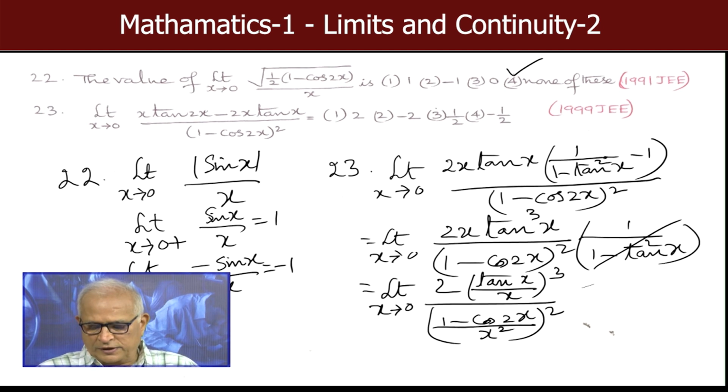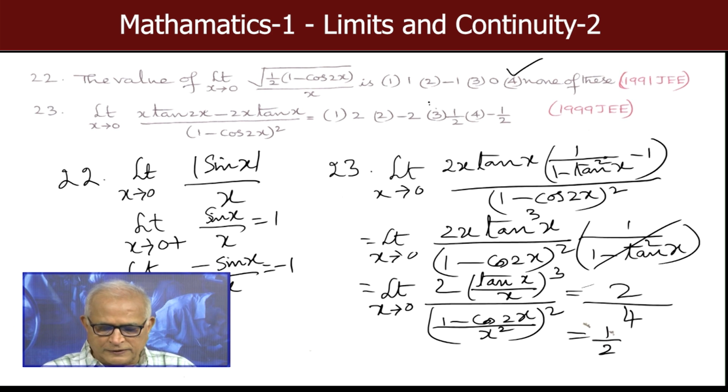Tan cubed x by x cubed is tan x by x whole cube. In denominator also you are dividing by same quantity x power 4, which is x square whole square. So, this will become 1 minus cos 2x by x square whole square. And the limit of tan x by x is 1. So, this is 2 by 1 minus cos 2x by x square. 1 minus cos 2x is 2 sin square x. 2 sin square x by x square. Sin square x by x square limit is 1. So, 2 square is 4. And therefore, the final limit is 1 by 2. And therefore, third option is the correct choice.